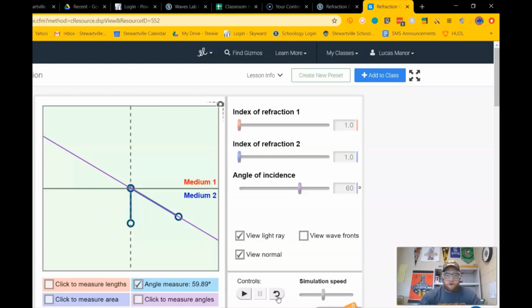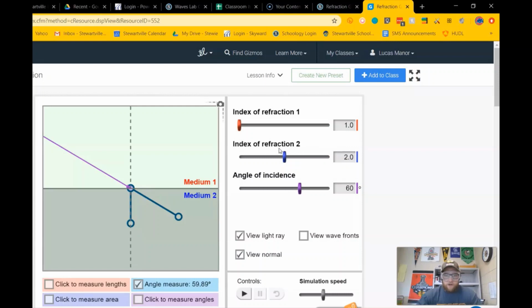Now we need to change our index of refraction 2 to 2. And 6th graders, just for context, when we're looking at 2 different mediums here, imagine for an example light traveling through air in medium 1, and then that light wave hitting water in medium 2. So when we say medium, it's just 2 different things that our light wave would be traveling through.